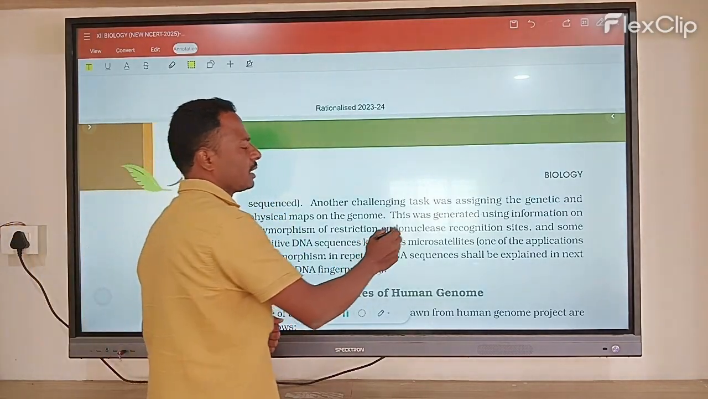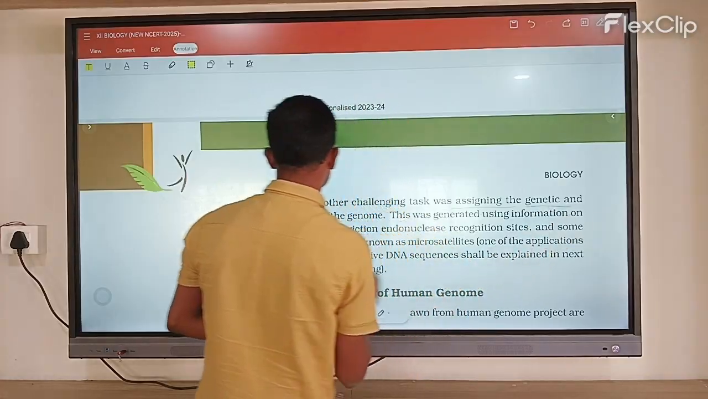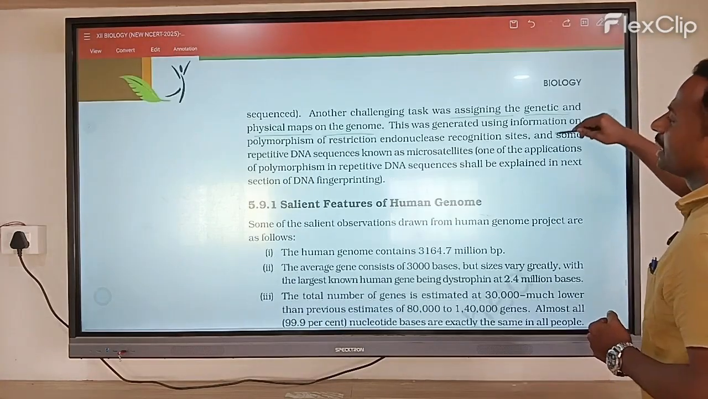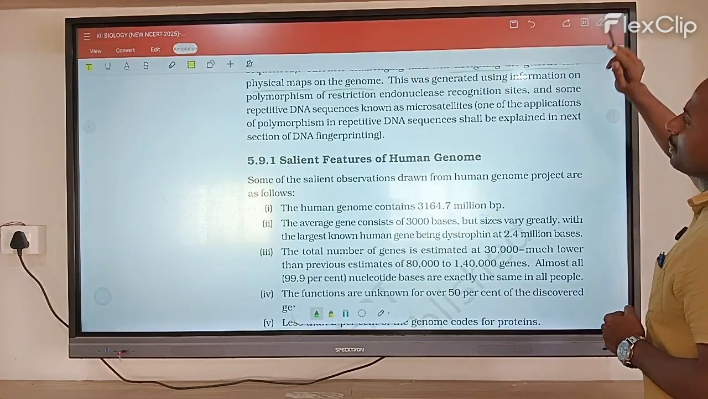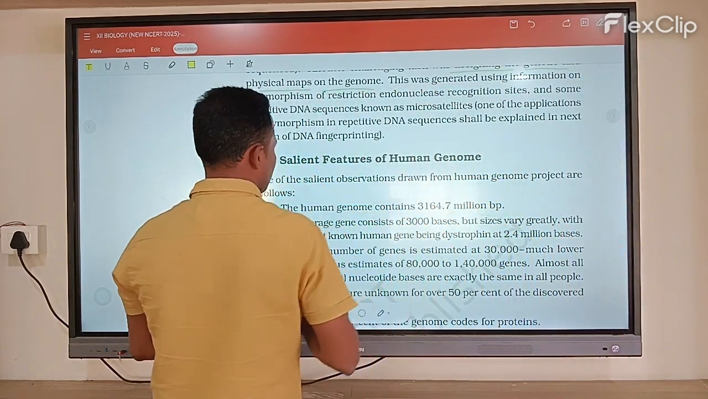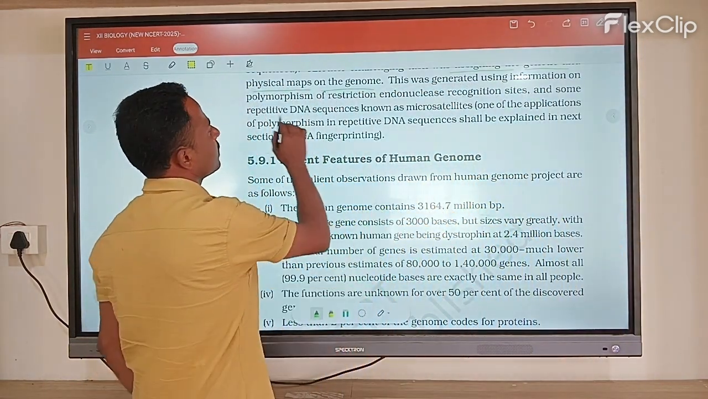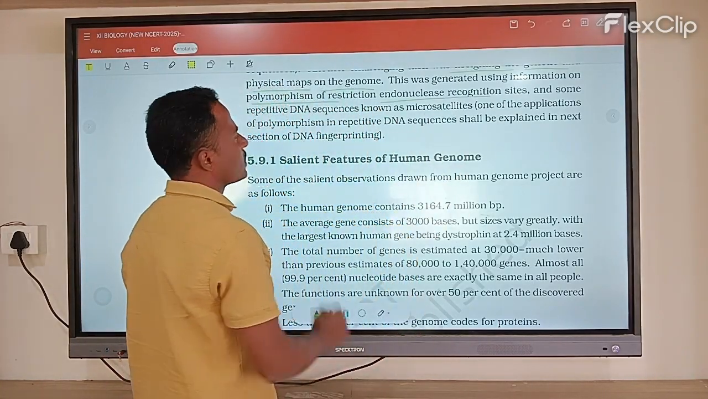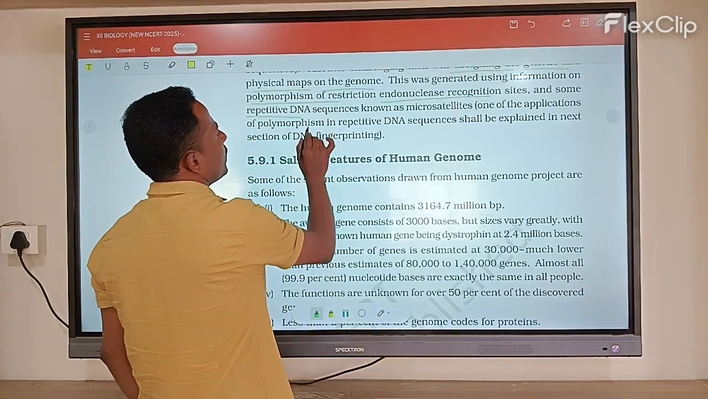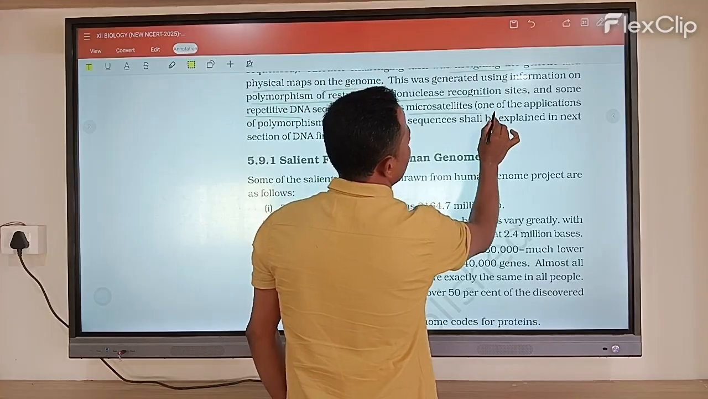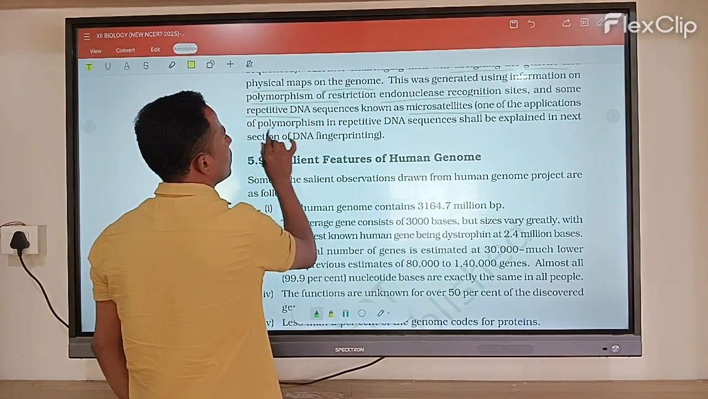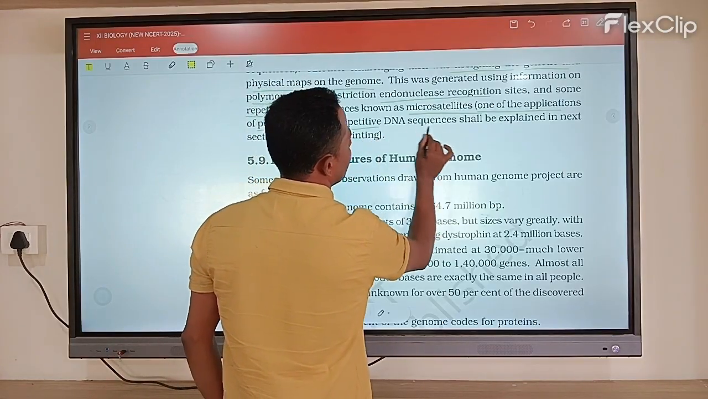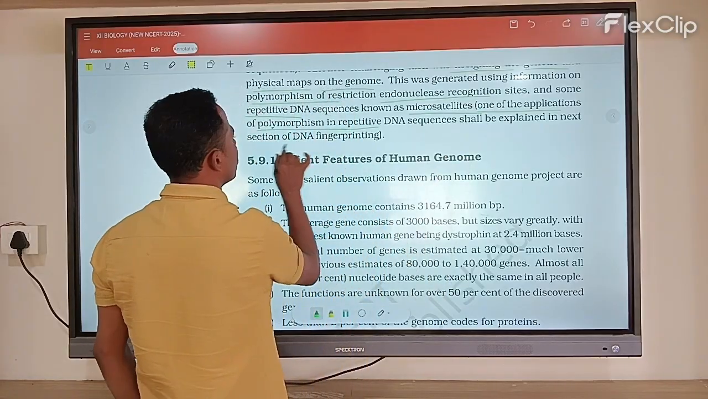Another challenging task was assigning the genetic and physical mapping on the genome. So how was the physical mapping developed? It was generated using information on the restriction endonuclease recognition sites and repetitive DNA sequences known as microsatellites, which are applications of polymorphism in DNA sequence, to be explained in the next section on DNA fingerprinting.